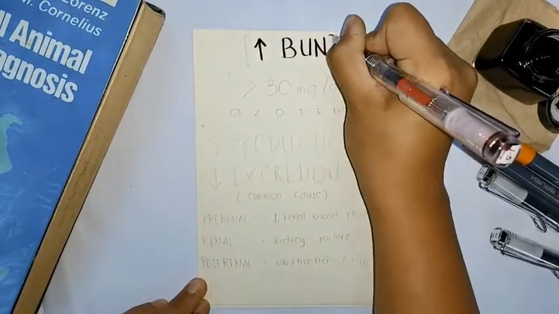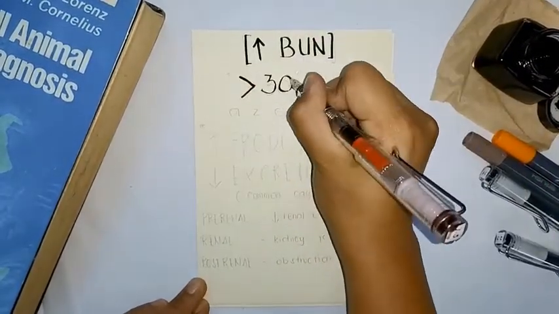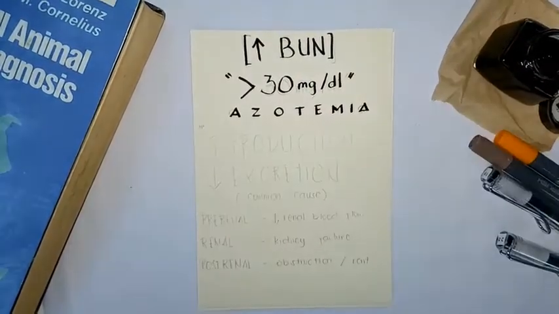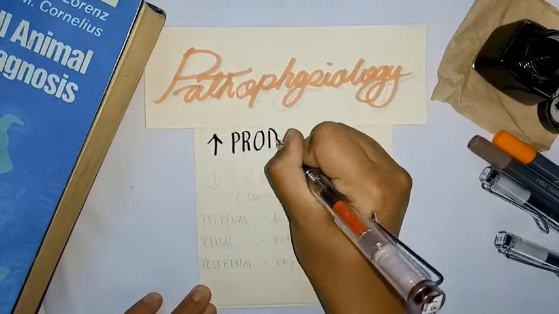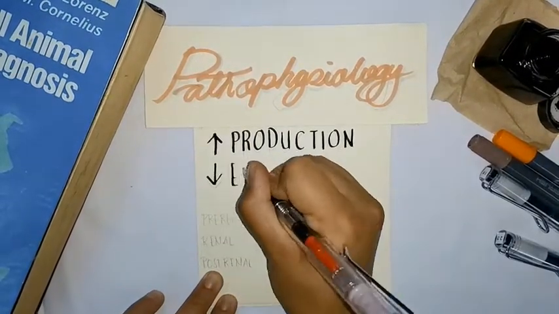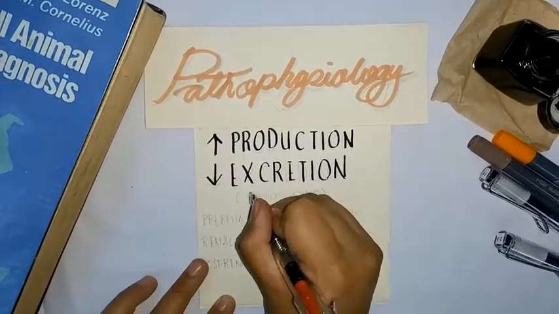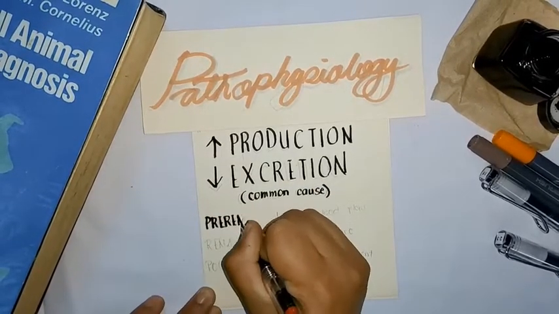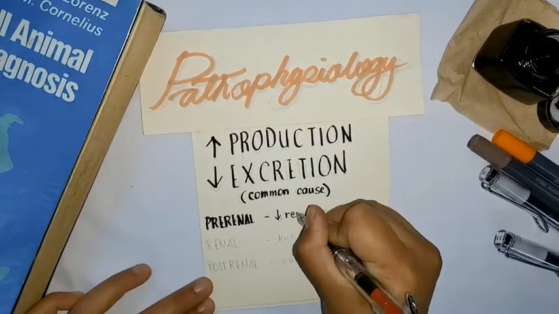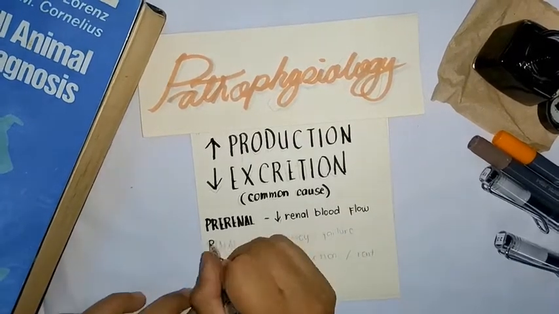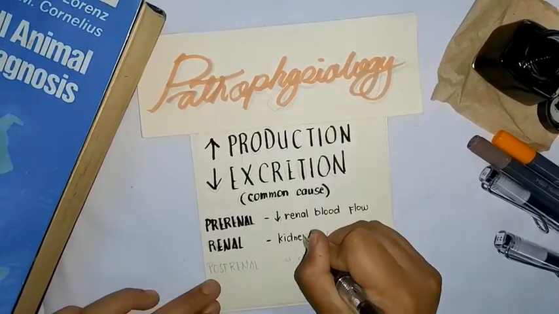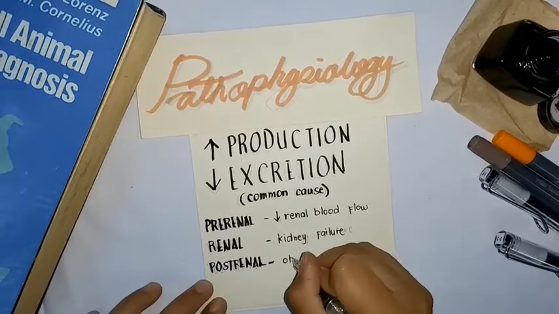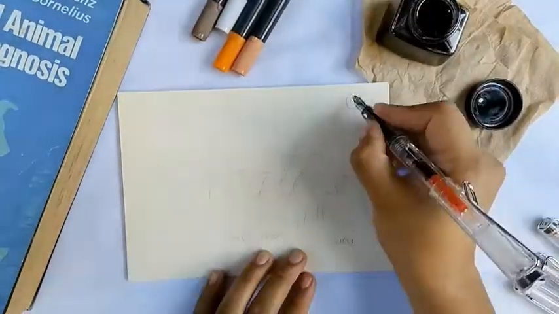Increase in BUN level, defined as 30 mg per deciliter, also known as azotemia, can be caused by increased urea production in the liver, intestinal tract, or both, or by decreased urea excretion by the kidney, which is most common. This can be pre-renal, which is decreased renal blood flow, renal, which is kidney failure, or post-renal.